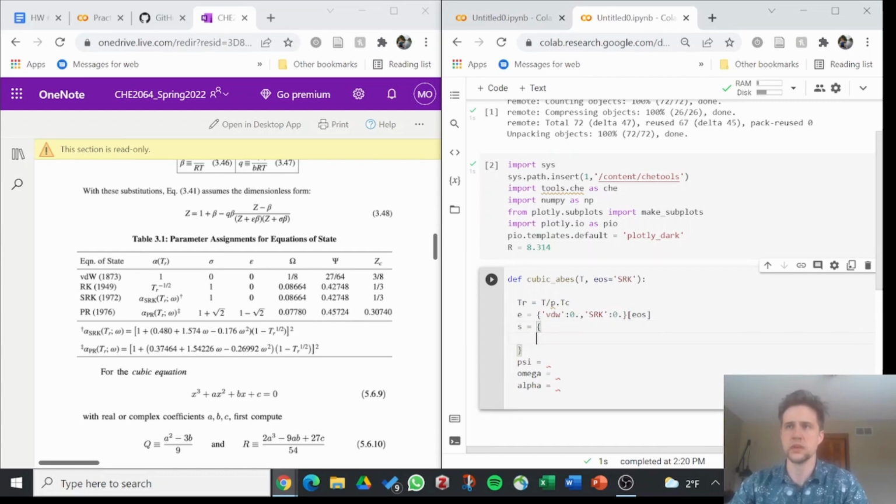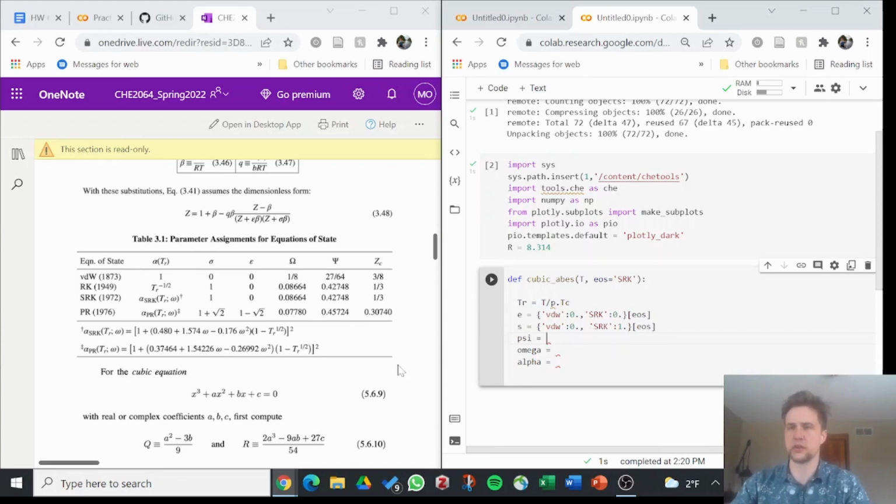Sigma, again, we'll start with van der Waals. Sigma for van der Waals also is 0. Sigma for SRK is 1. Let's go ahead and get 1 in there. And then also put that in our equation of state dictionary. We don't want that there. There we go.